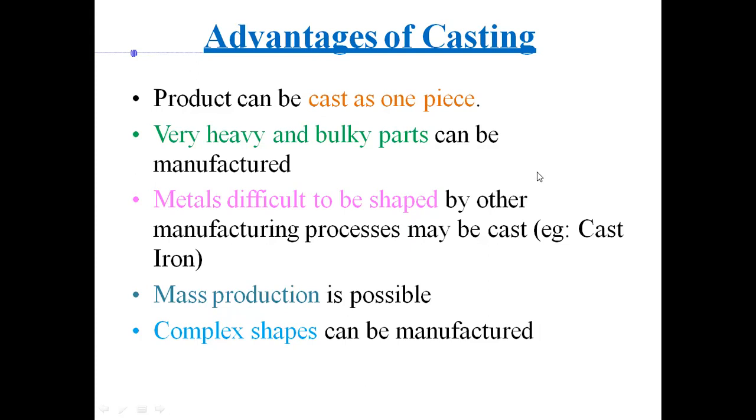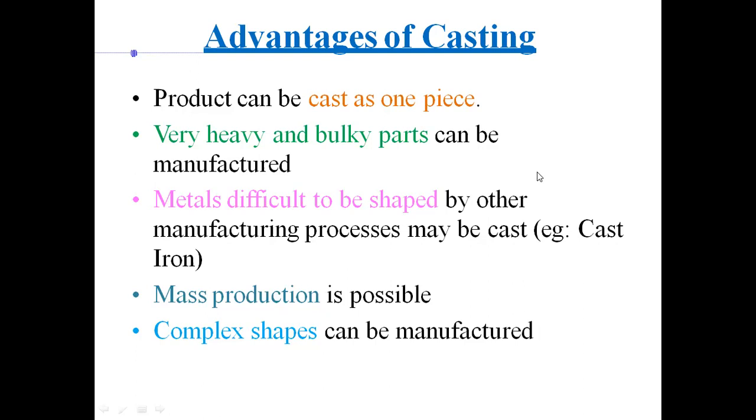You might have seen applications of cast iron in engine blocks, all those motor housings and machine frames, etc. As I was saying, machine components, all those frames that you see, machine frames, machine beds. Those are very bulky parts, isn't it? And the fact is that it cannot be done with other manufacturing processes.